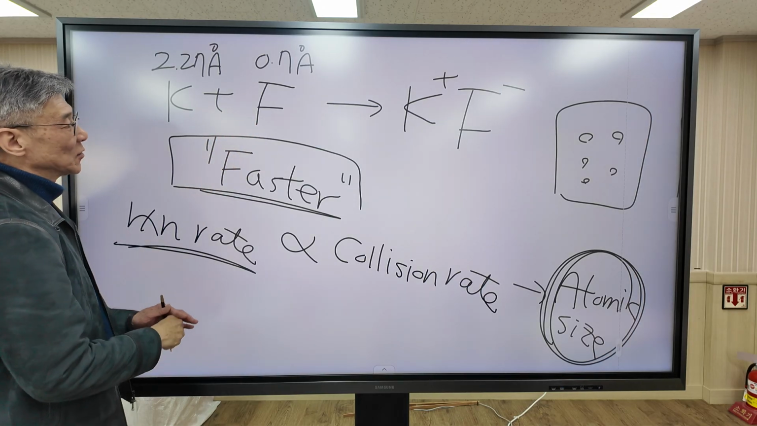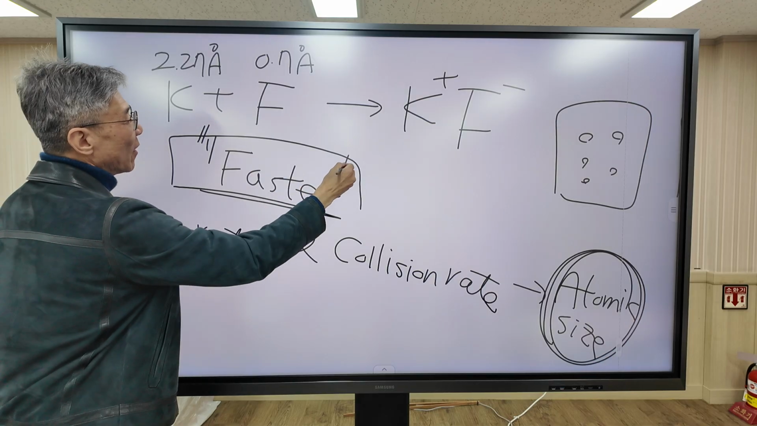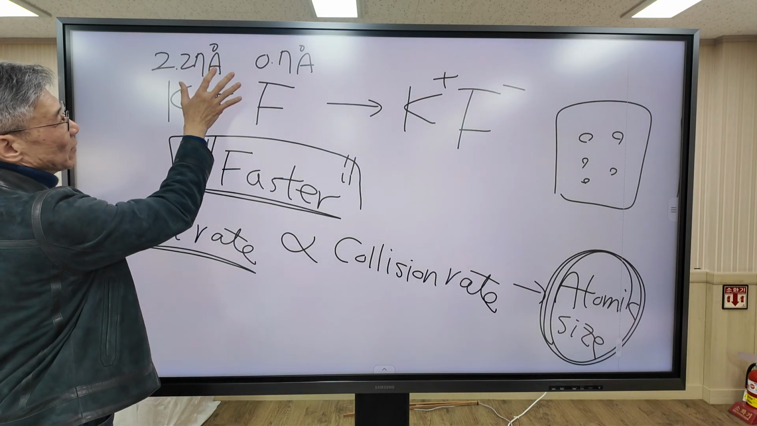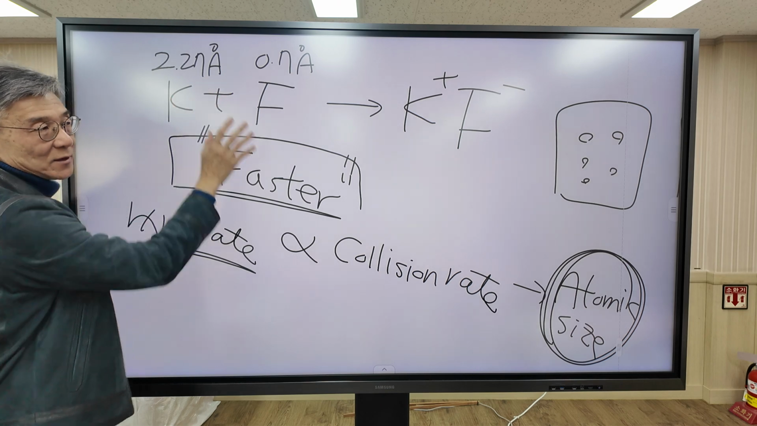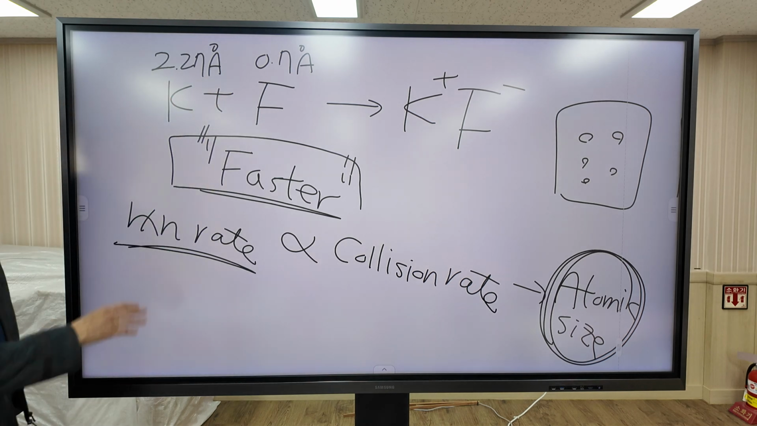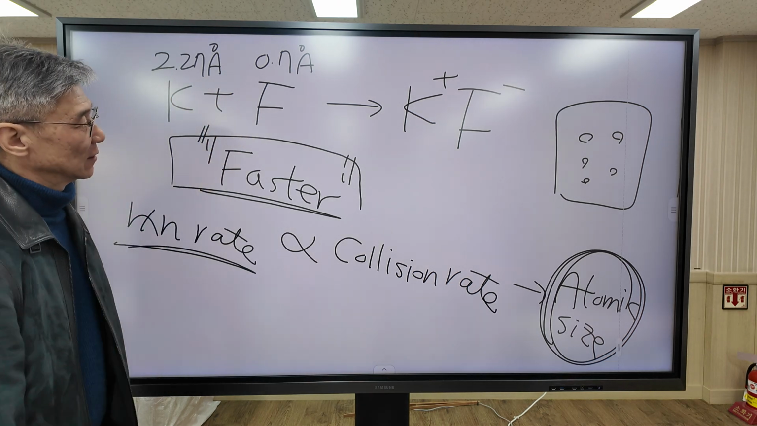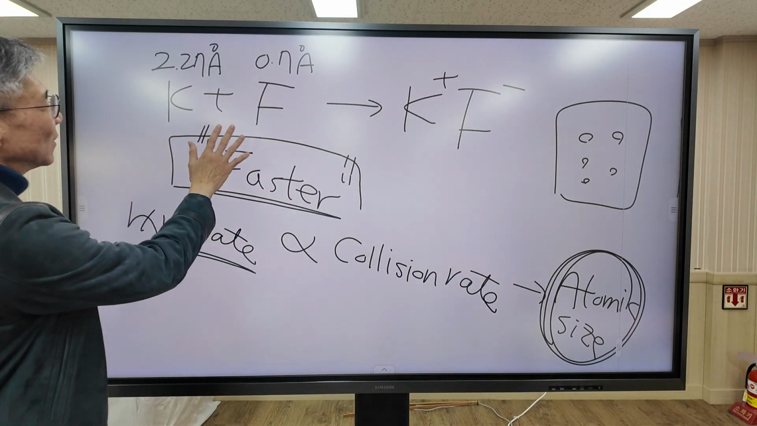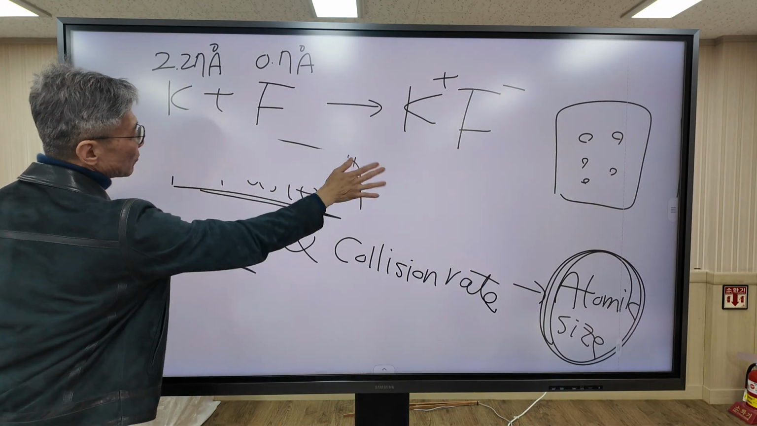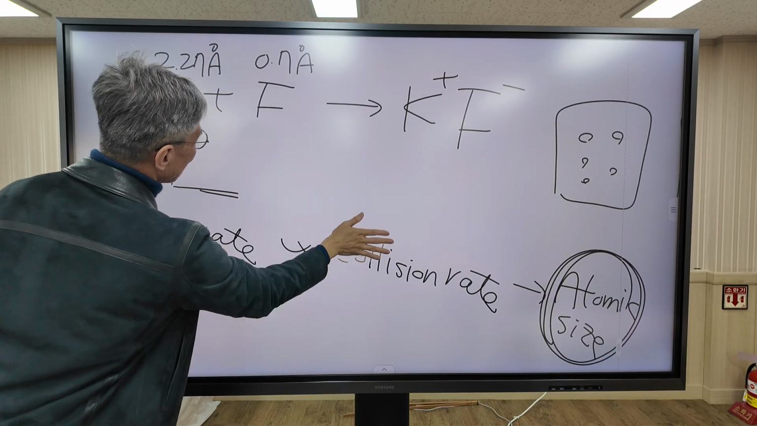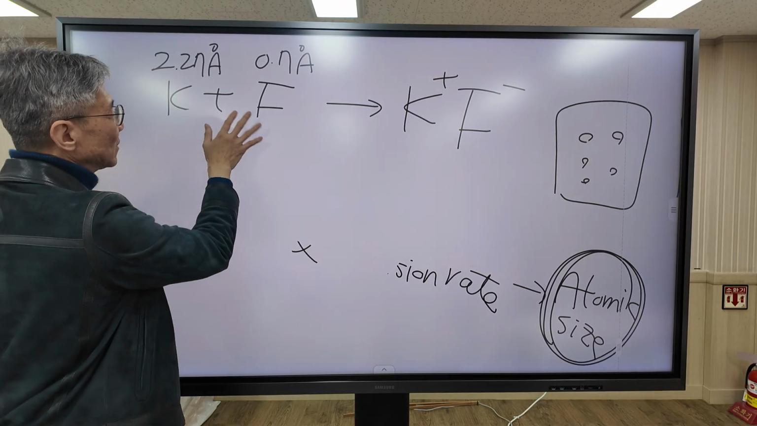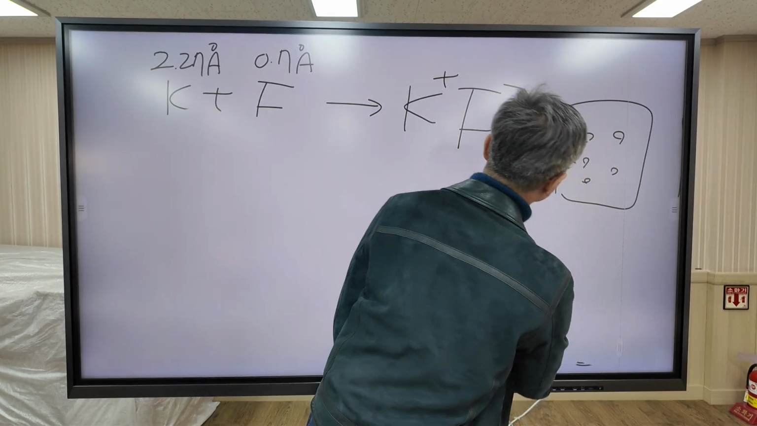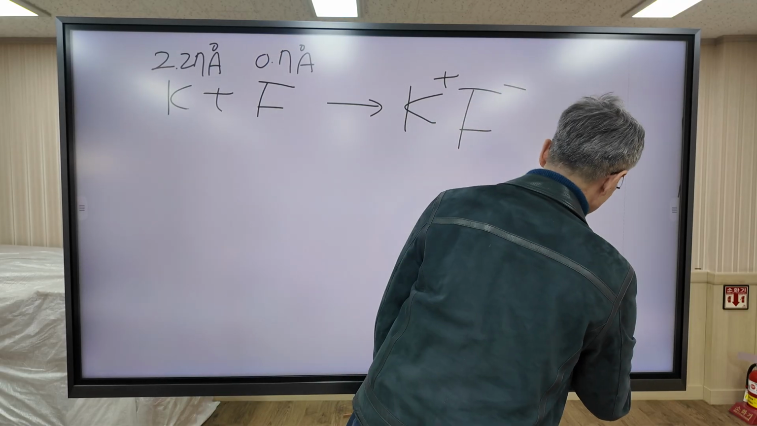So this is the question. Why is this reaction so fast compared to the atomic size? They analyzed and investigated this reaction. For this reaction to take place, we need 2 steps because this is an ionic bonding reaction. 2 steps are required for this reaction to take place.